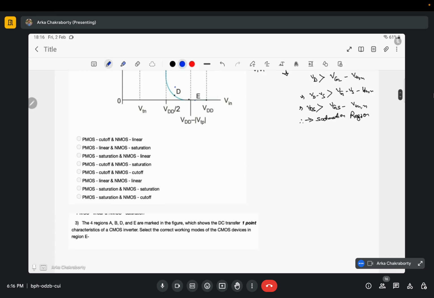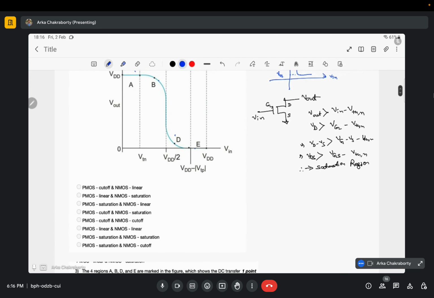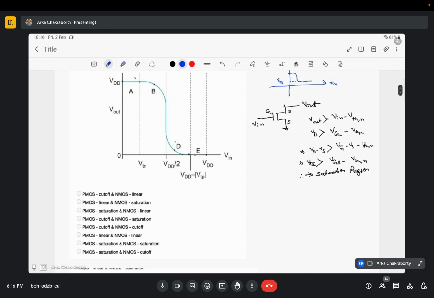Here, one region, some region C in the middle, has not been shown. Maybe he will talk about it later, but I'll be talking about this region too. We'll see what happens here also, so that your concept gets clear. Now let's start with region of operation A.